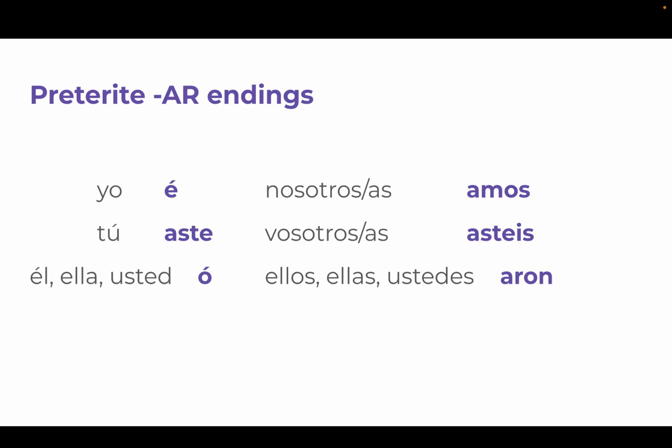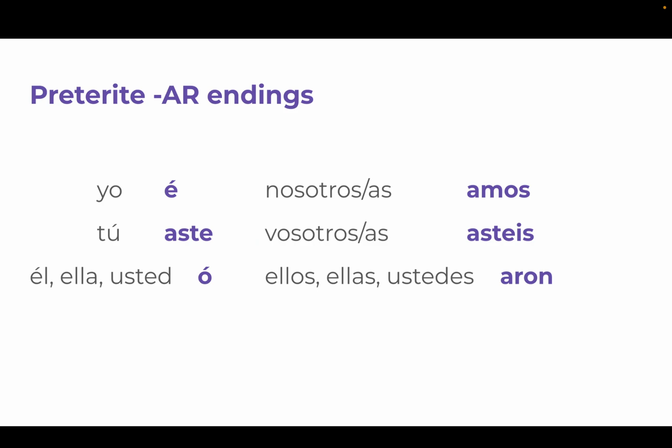So just as a reminder, those AR endings were é, aste, ó, amos, astes for Spain, and aron. So if I had a verb like bailar, the endings would be bailé, bailaste, bailó, bailamos, bailastes, and bailaron.